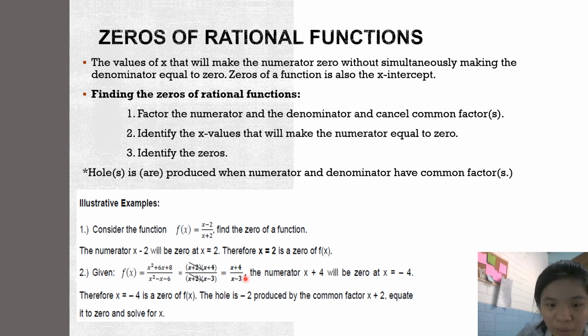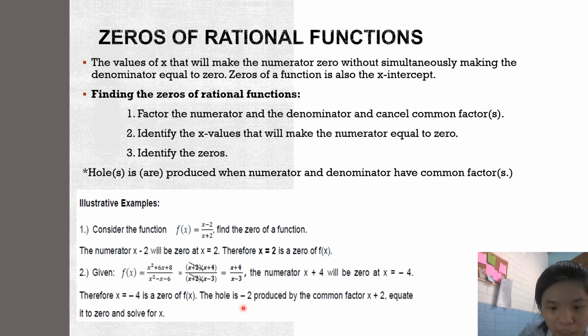The step says, identify the x value that will make the numerator equal to 0. Our numerator is x plus 4. How can we make that 0? What value of x will we put to make x plus 4 equal to 0? That is negative 4. Therefore, x equals negative 4 is the zero of f of x.